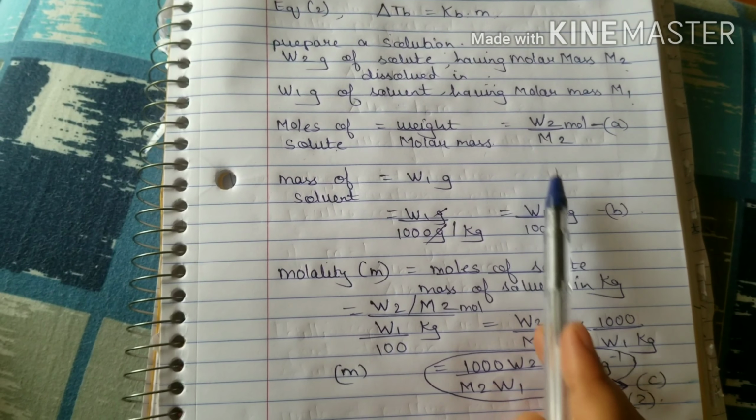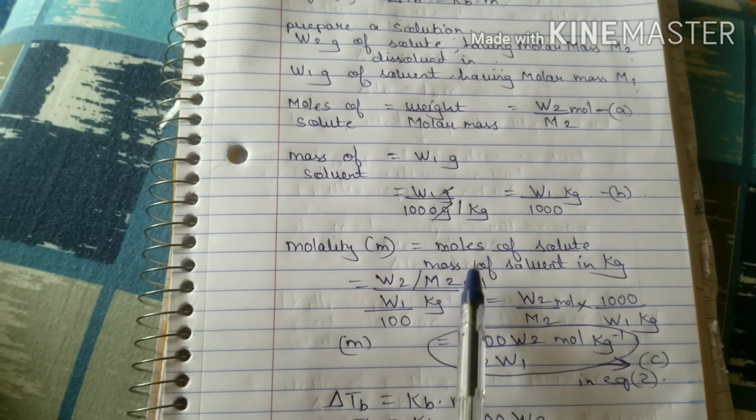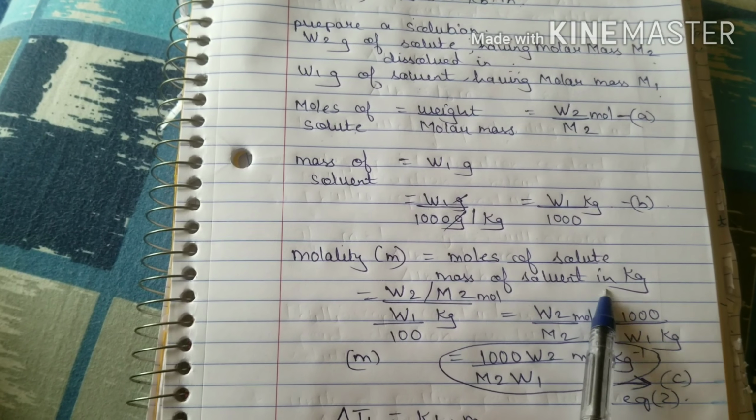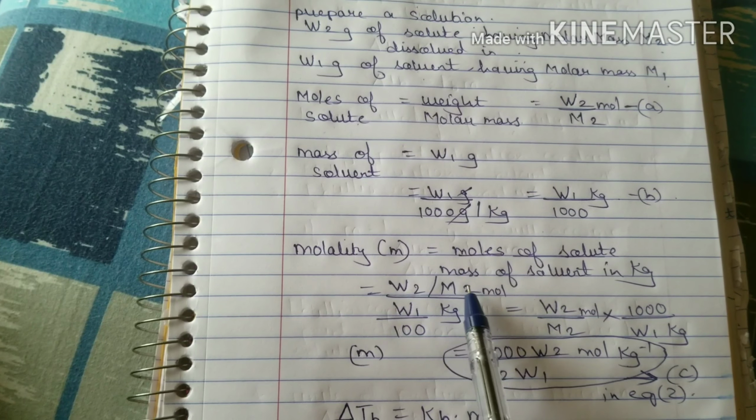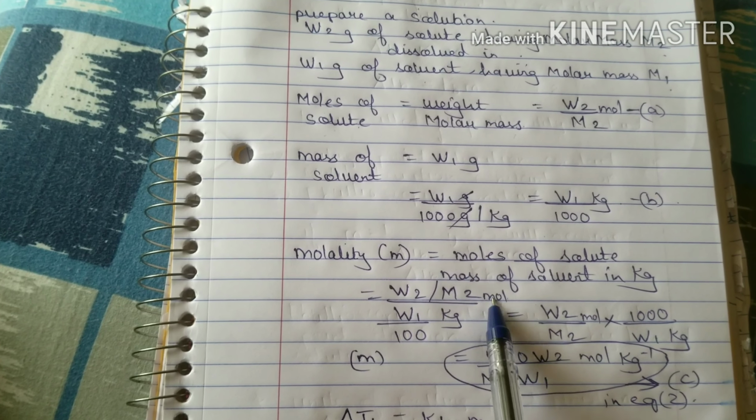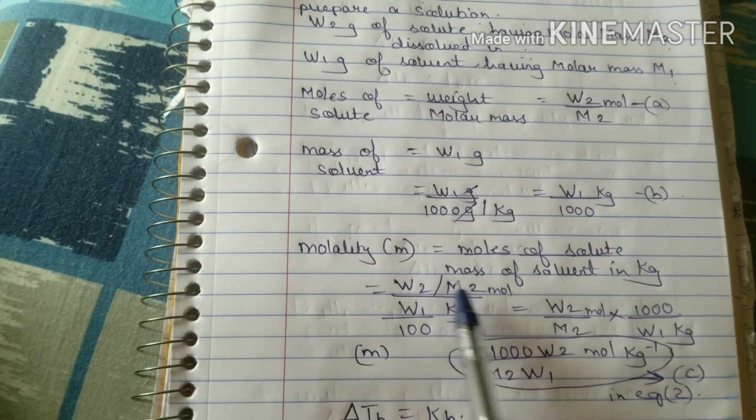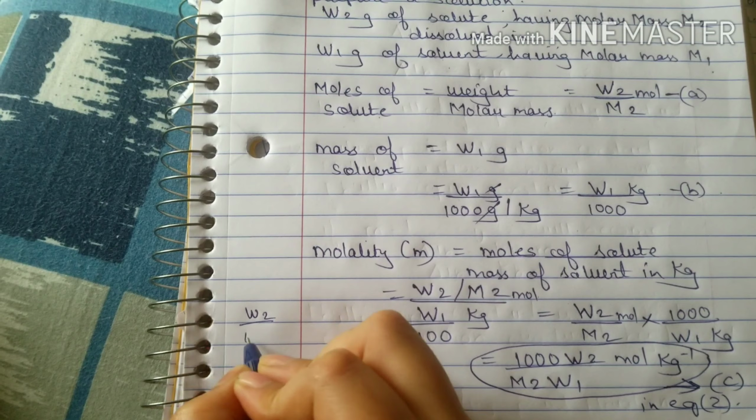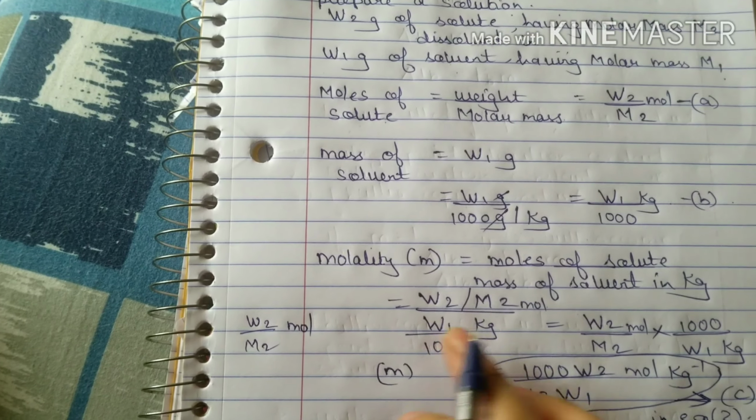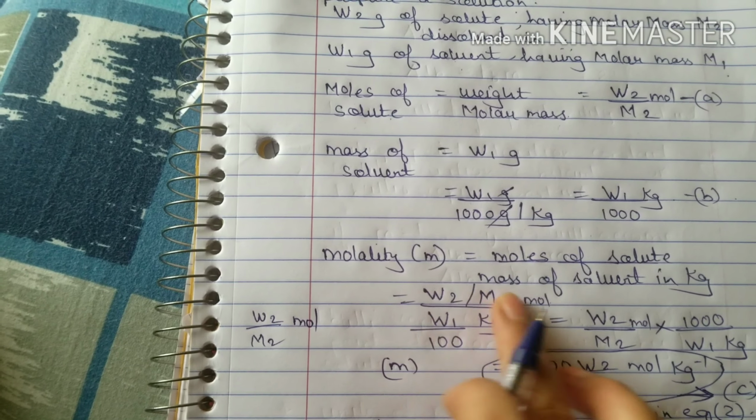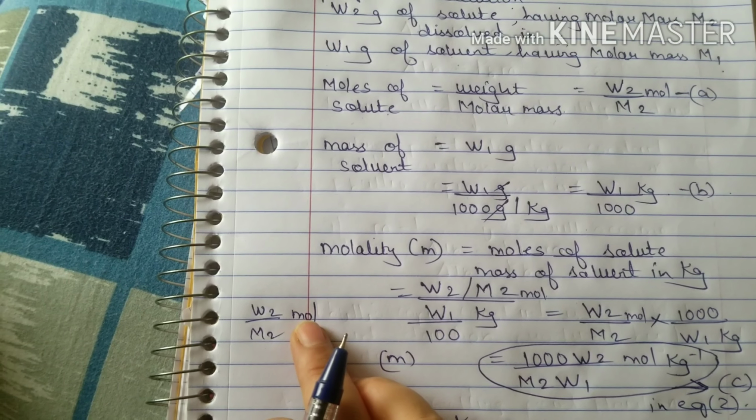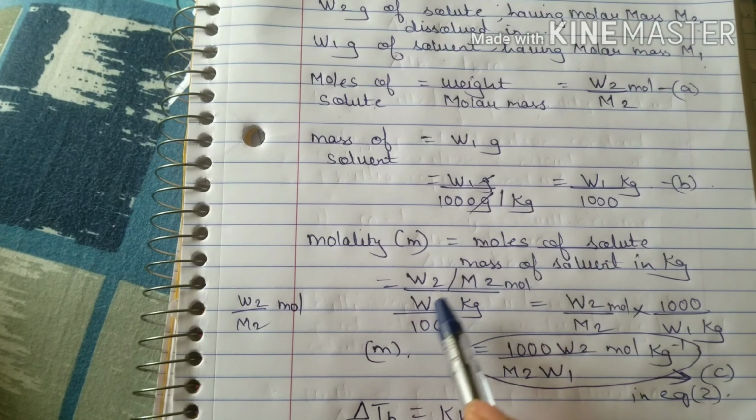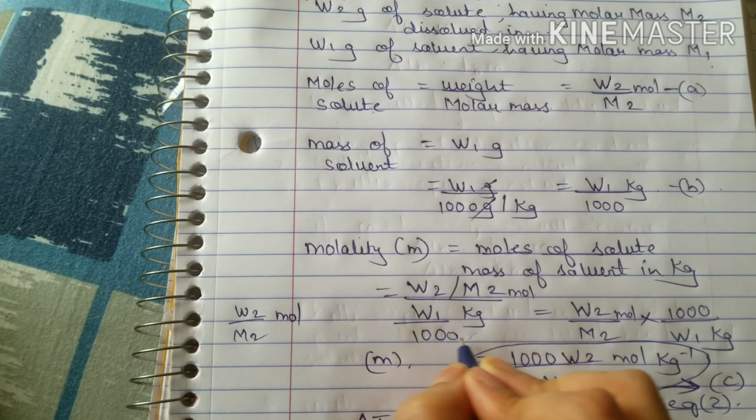Now both these values you are going to substitute in the formula of molality. So molality is moles of solute upon mass of solvent in kg. So W2 upon M2 mole, sorry, this mole will come up. Now I have written it in this form, that is why I have written the mole here, but it should actually be W2 upon M2 mole. Because I have written it here in one line, that is why I have written mole here, but you write it in this way. Mole is up here, upon the mass of solvent, that is W1 by 1000 kg.